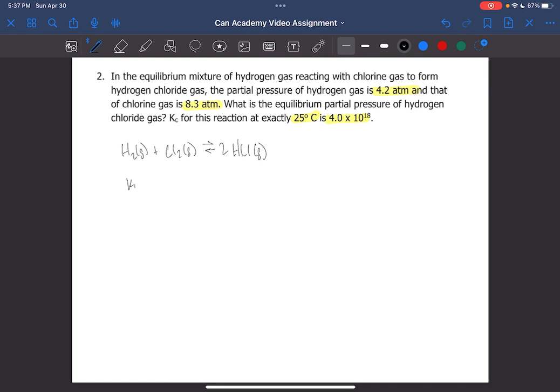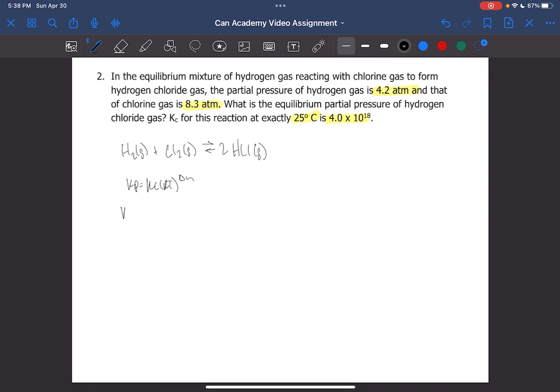Next, we can use the formula Kp equals Kc times RT to the power of delta N. Kp is the partial pressure constant, which is what we're looking for. Kc is the concentration constant that we're given. R is a gas constant, and we're using the value 0.08206 liters times atm over moles times Kelvin. T is the temperature in Kelvin, and delta N is the sum of moles of products minus the sum of moles of reactants that are in the gas phase.